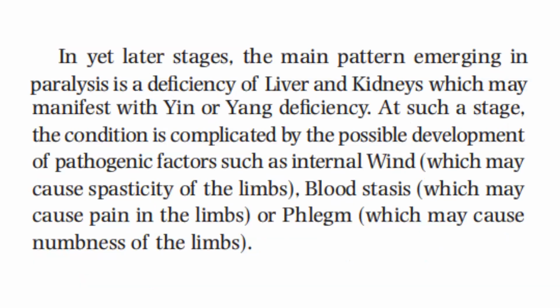In yet later stages, the main pattern emerging in paralysis is a deficiency of liver and kidneys, which may manifest with yin or yang deficiency. At such a stage, the condition is complicated by the possible development of the pathogenic factors, such as internal wind, which may cause spasticity of the limbs, blood stasis, which may cause pain in the limbs, or phlegm, which may cause numbness of the limbs.